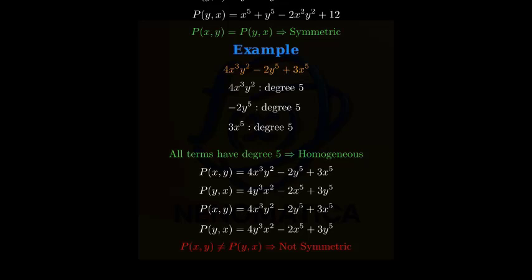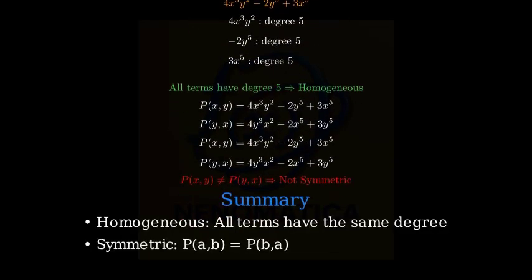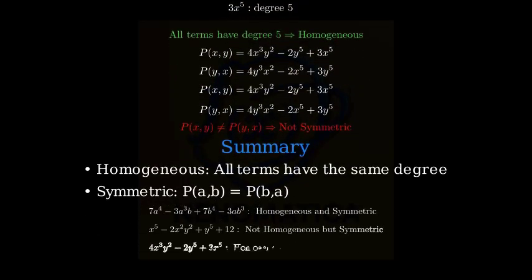Let's summarize what we've learned about homogeneous and symmetric polynomials. A polynomial is homogeneous if all of its terms have the same degree. A polynomial is symmetric if exchanging any two variables does not change the polynomial. As we've seen in our examples, a polynomial can be homogeneous and symmetric like our first example, not homogeneous but symmetric like our second example, homogeneous but not symmetric like our third example, or neither homogeneous nor symmetric, not shown in our examples. These properties are independent of each other.